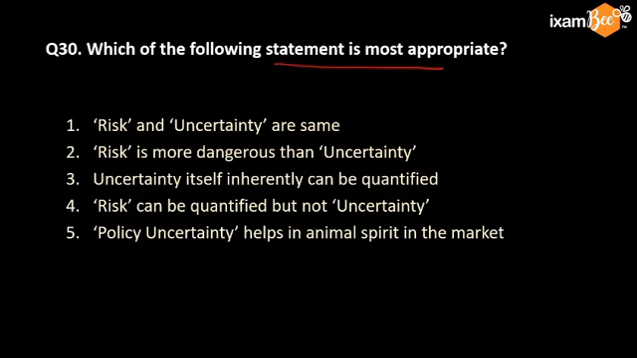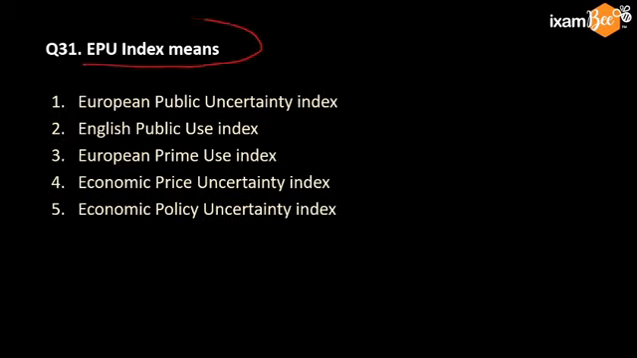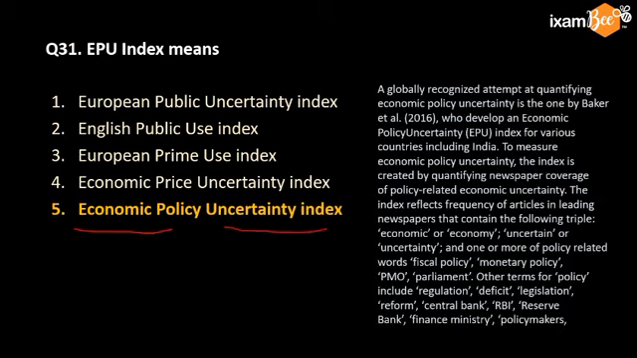Coming to the question, which of the following is most appropriate about risk and uncertainty? Risk can be quantified but not uncertainty, and this is the correct option. Remember this, EPU Index, do you know the full form? This is Economic Policy Uncertainty Index. There are efforts made globally to quantify uncertainty.